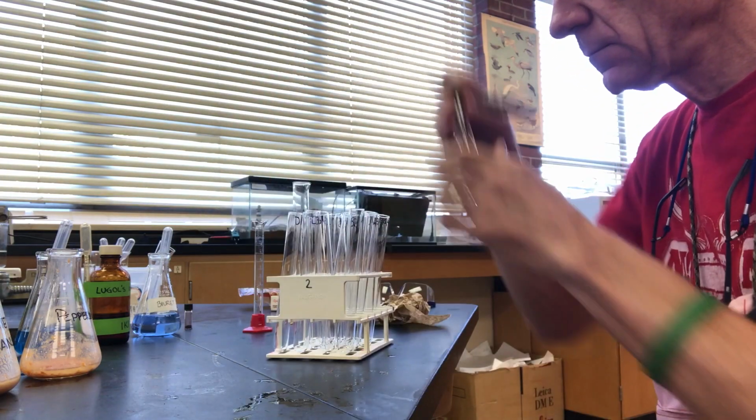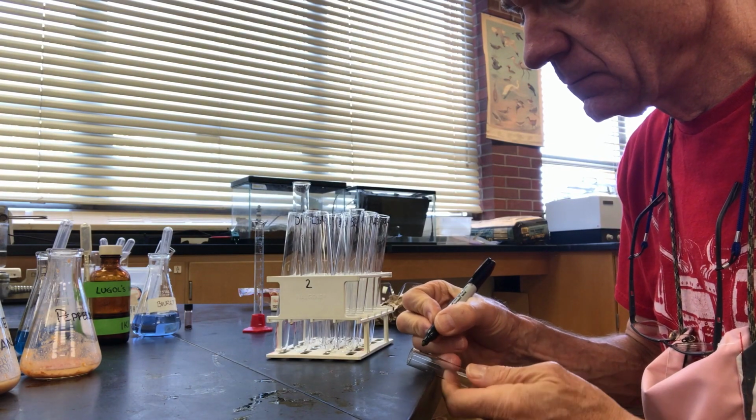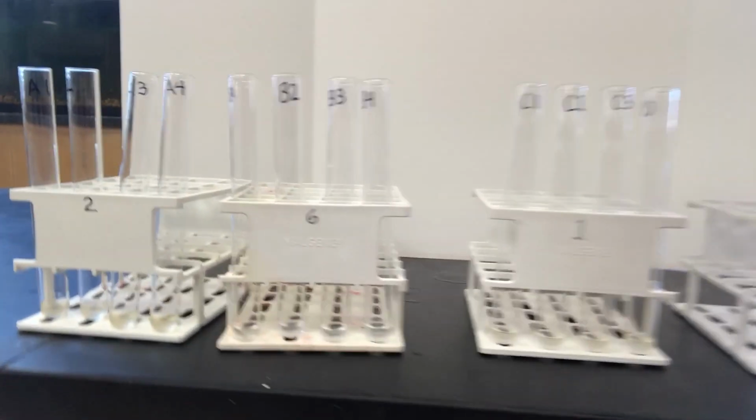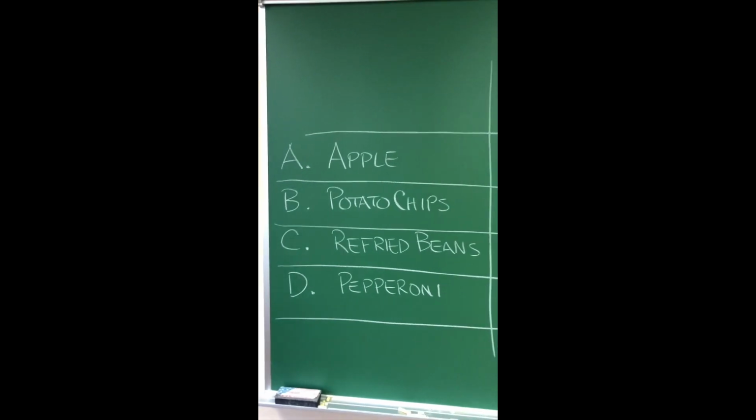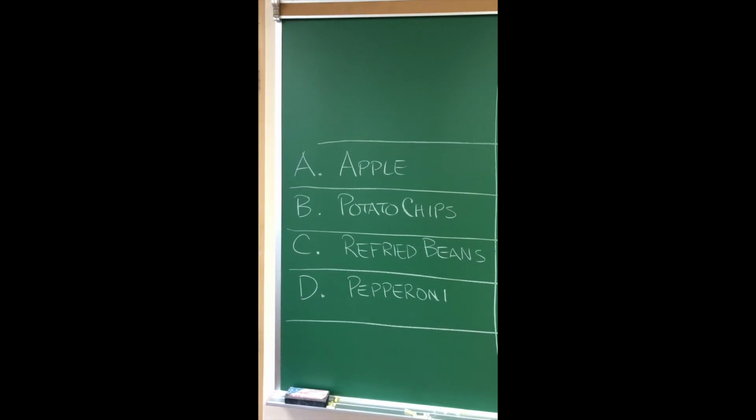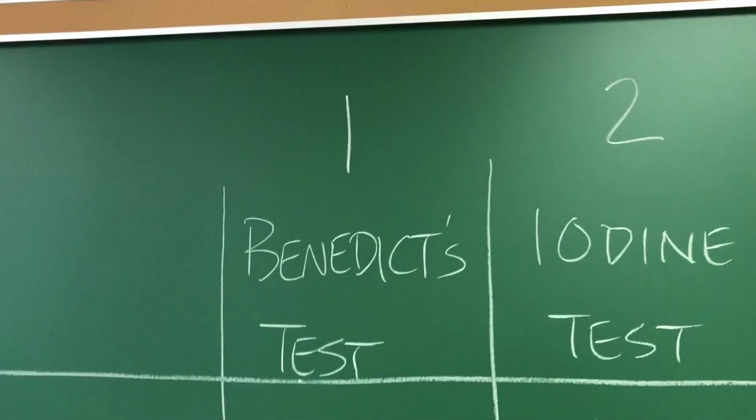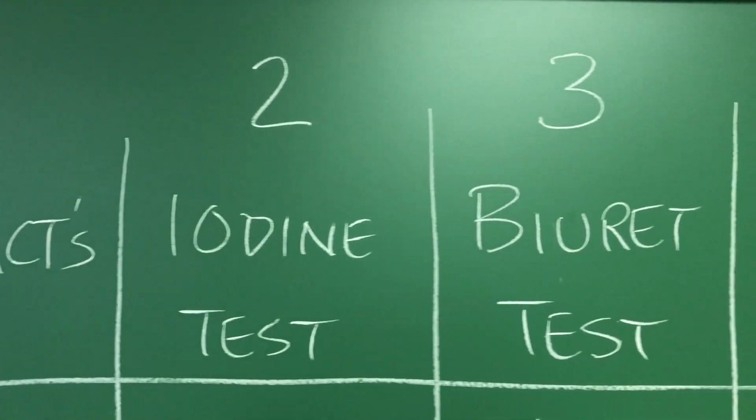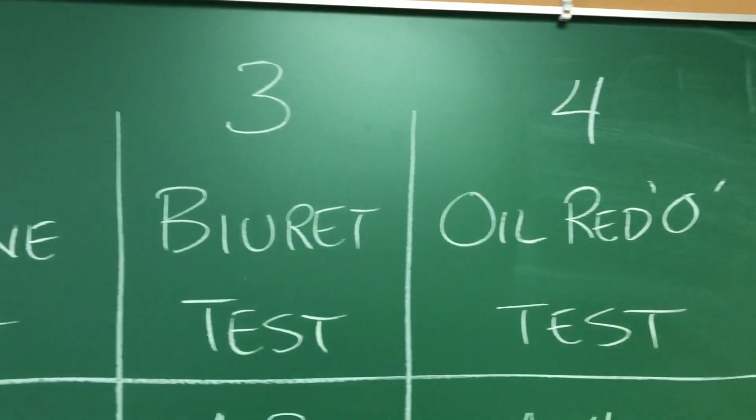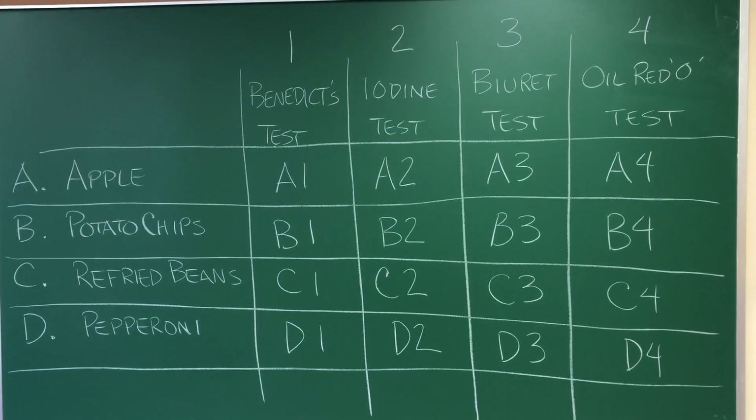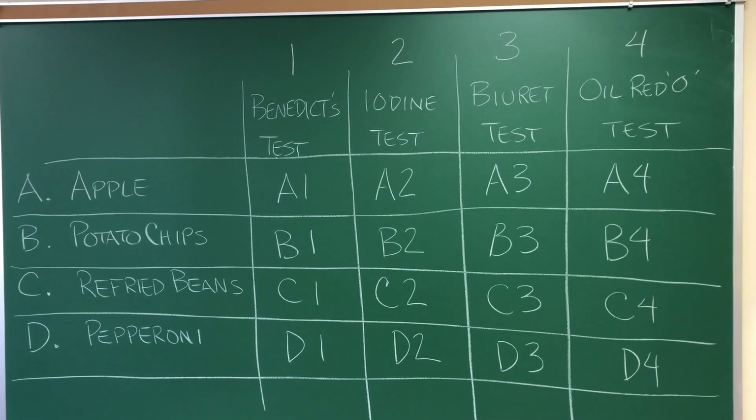To perform the various tests, we will begin by labeling 16 tubes with both the food sample and the test that is to be performed. We will use A to represent the apple, B, potato chips, C, refried beans, and D, pepperoni. Benedict's test is number 1, iodine test number 2, Biuret test number 3, and oil red O test is number 4. Each tube will have a label with a letter for the food and a number for the test.